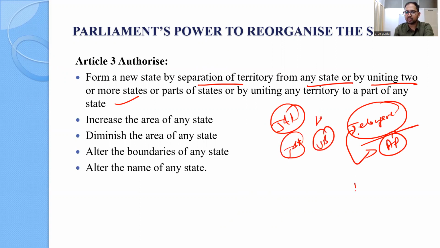Earlier also, when Himachal Pradesh was formed, some territories were taken from Punjab, and some territories were taken when Haryana was formed. So similarly, a lot of states can be formed by uniting territories or uniting two states. Parliament can also increase the area of any state, decrease the area of any state, alter the boundary, or alter the name of any state. This can also be done by Parliament.